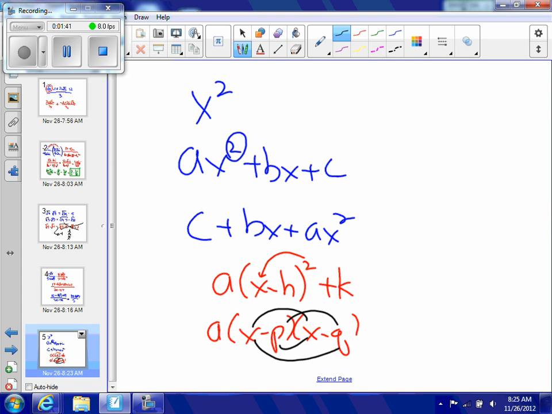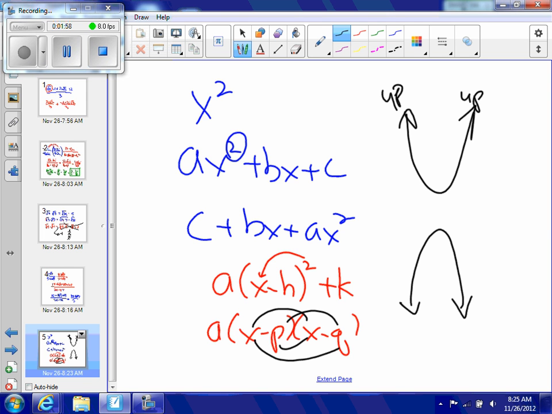And a parabola can only look one of two ways. It can either look like that, or it can look like that. If it opens up, it's going to have a minimum. And if it opens down, it's going to have a maximum. And that minimum or maximum is going to happen at the vertex. It's kind of like by definition: the vertex is going to be either the minimum or the maximum of the parabola.